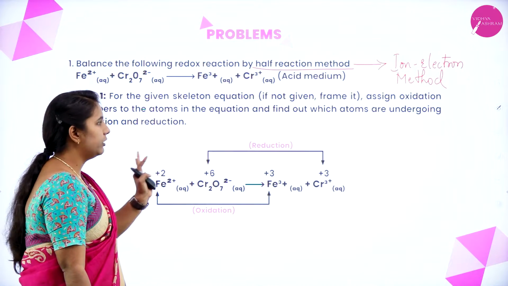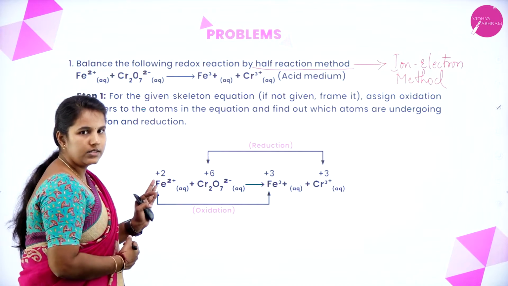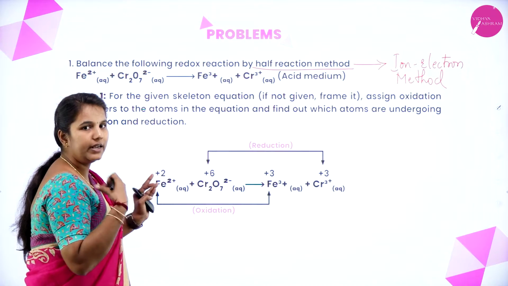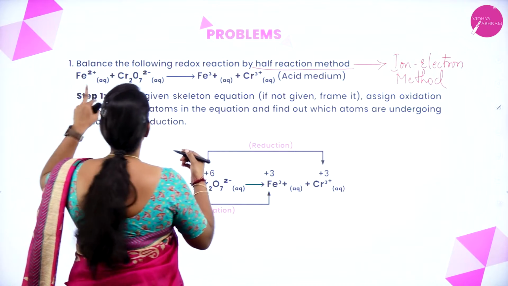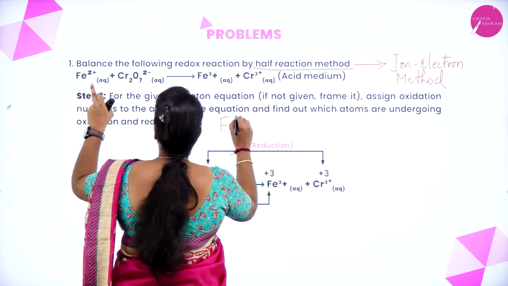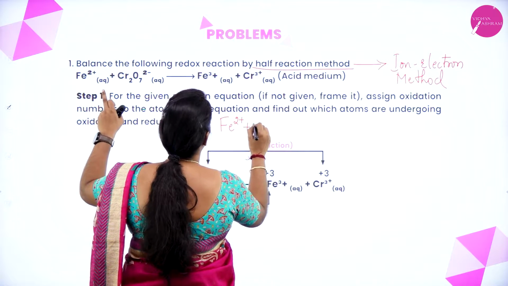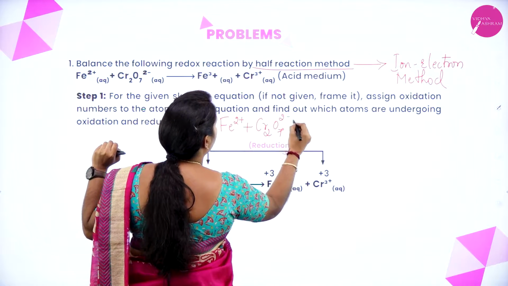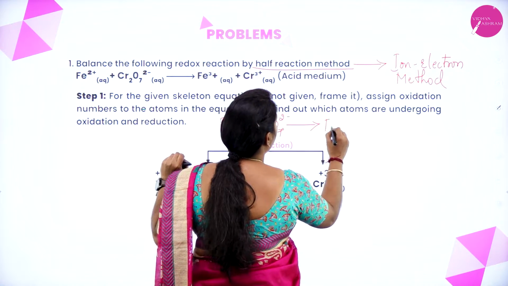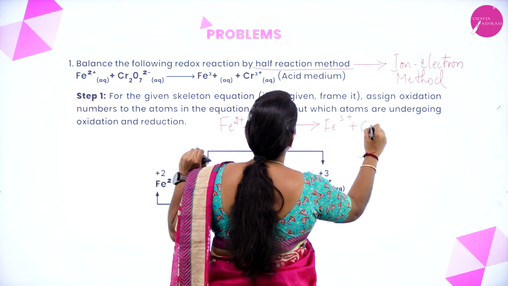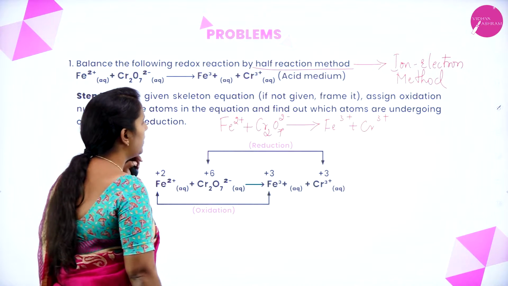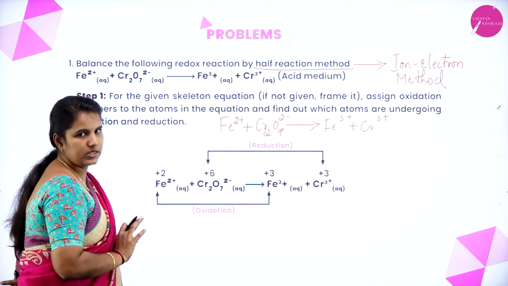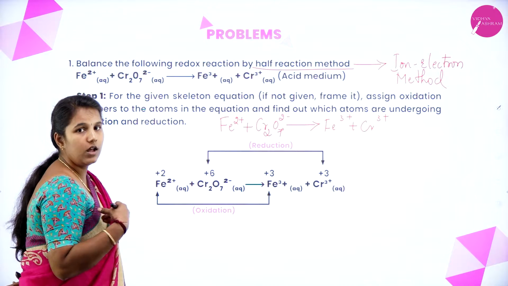What is the first step? The first step is to write the skeleton of the equation and find out the oxidation number of each reactant and product involved in that reaction. So first I'll write the reaction: Fe2+ plus Cr2O7 2- gives rise to Fe3+ and Cr3+. Is it right? Yes. We know that we need to balance the equation in the first step itself.